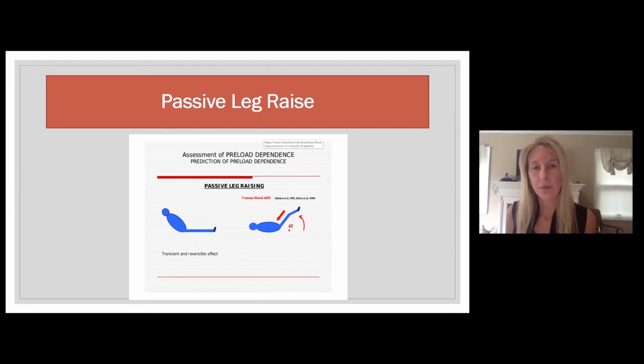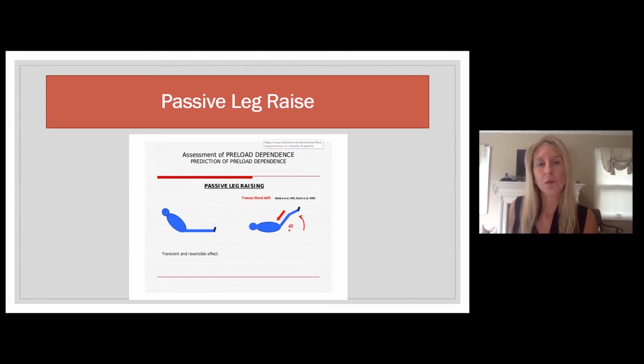And this is very simple. If you'll notice in the slide, you'll have the patient sitting up in the bed at a 45-degree angle. You obtain the stroke volume. You lay their head down, you lift their legs up and hold it for 90 seconds at that 45-degree angle. At the end of the passive leg raise, you obtain their second stroke volume, and you compare the 2 numbers. And if the stroke volume has gone up by 10% or more, you know the patient is fluid responsive.